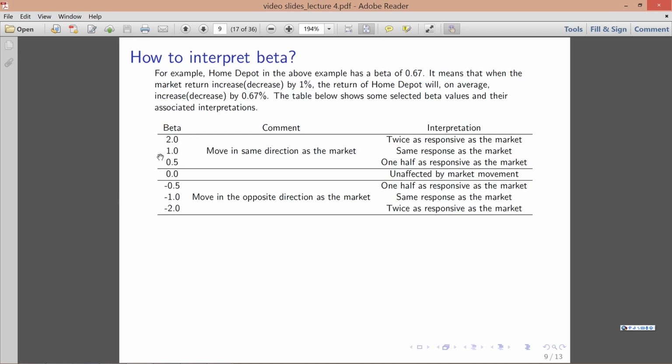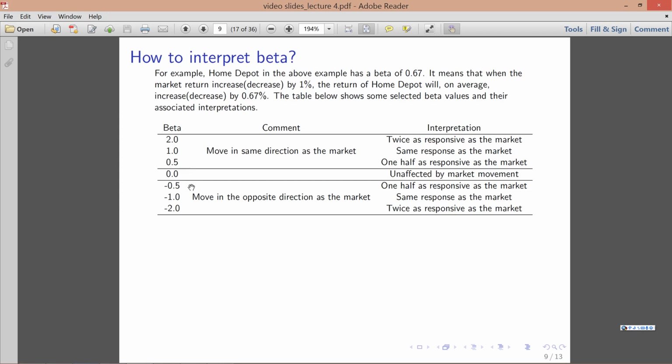A positive beta means that this asset moves in the same direction as the market. Most of the time the assets have positive beta, meaning they move procyclically, right? So when the market is good, the assets also perform well. When the market is bad, the assets also perform poorly. So that's for most of the assets.